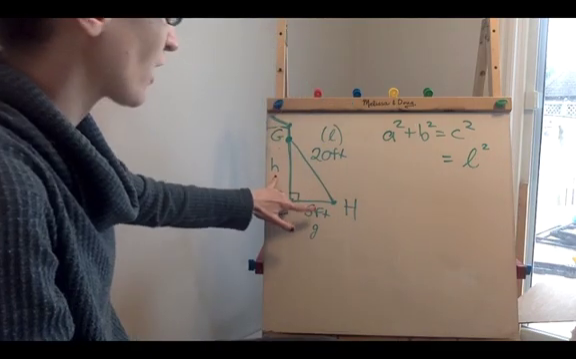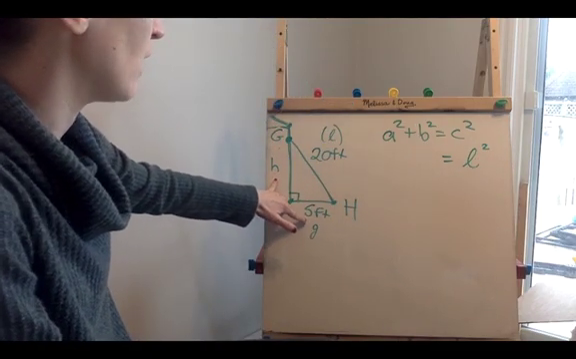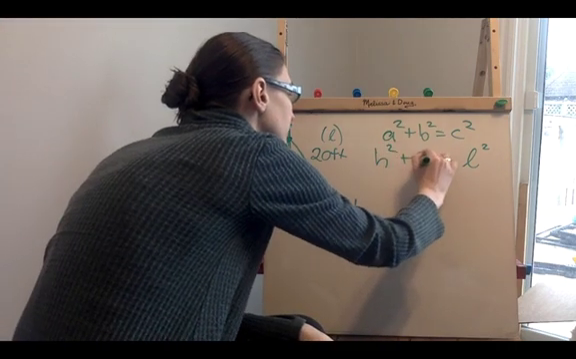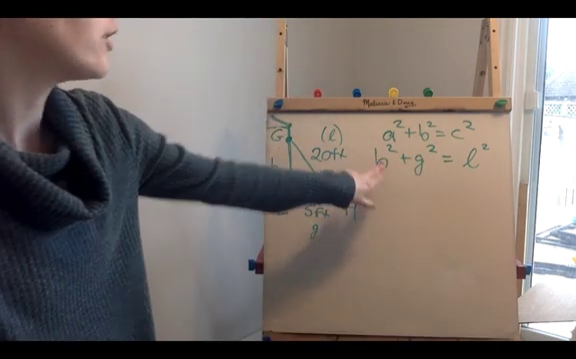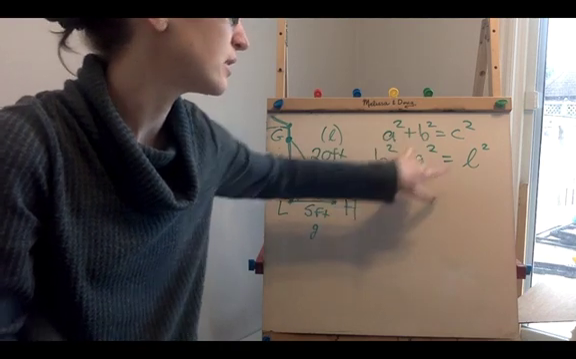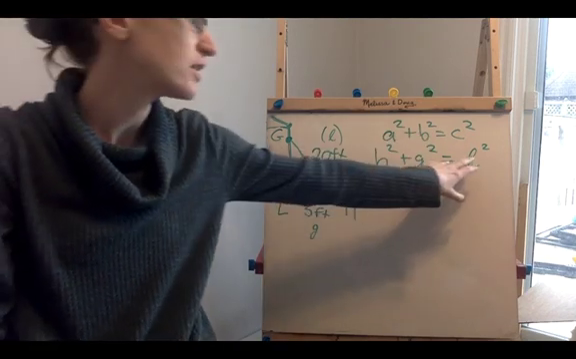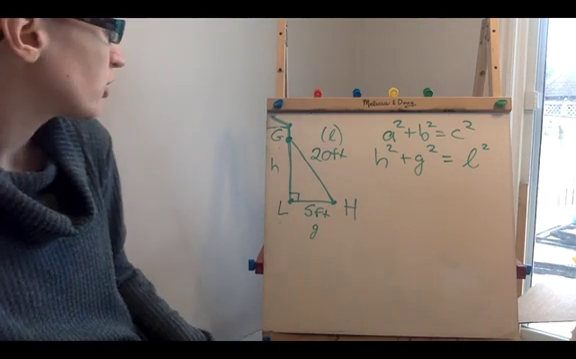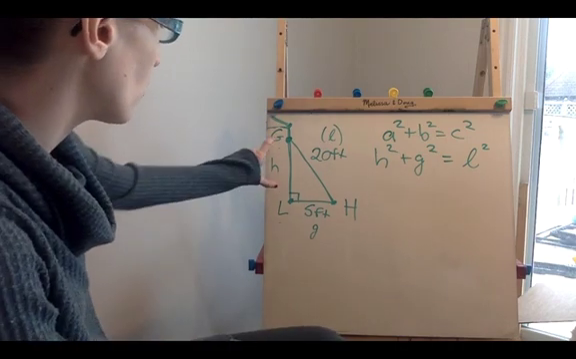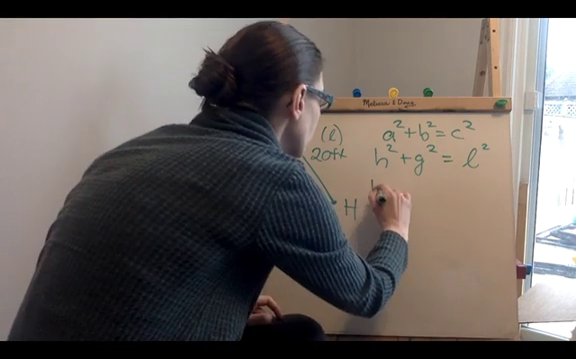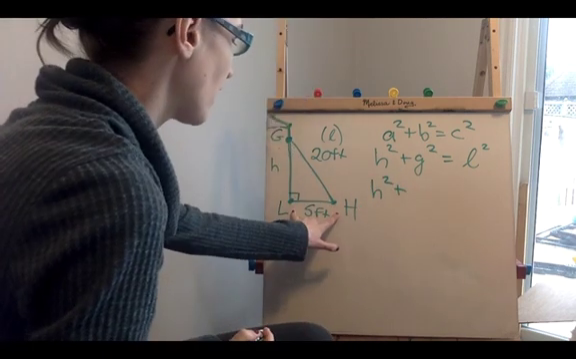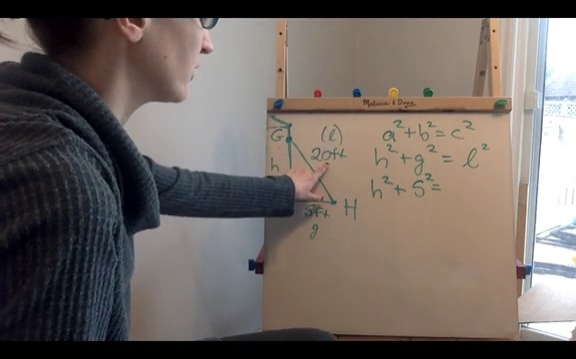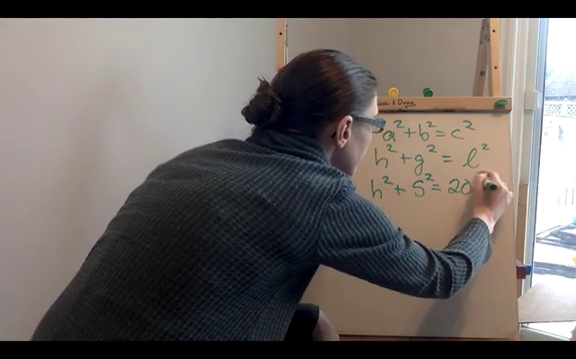And the legs don't actually matter, but I'll call it h squared plus g squared. So again, these are just placeholders. It doesn't have to be A, B, and C as long as the hypotenuse is that last one that's by itself. Okay, so let's fill in the values that we know and the ones that we don't. H is a side length I don't know. G I have as 5. And L, the ladder, I have as 20.